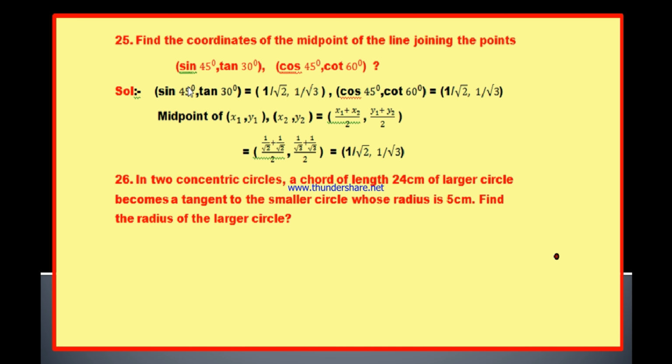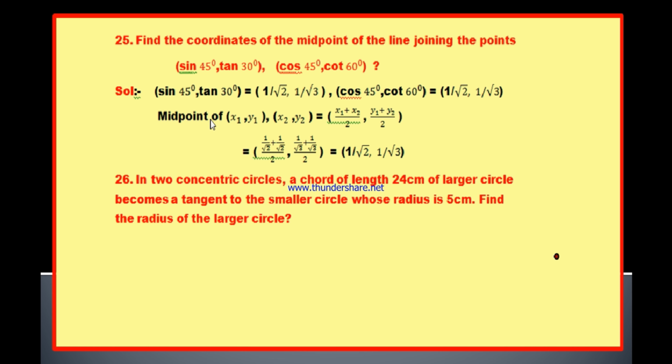Here, take the first point, sin 45 degrees and tan 30 degrees. The value of sin 45 degrees is 1 by root 2 and tan 30 degrees is 1 by root 3. Therefore, the first point is (1 by root 2, 1 by root 3). And second, cos 45 degrees and cos 60 degrees. Cos 45 is also 1 by root 2 and cos 60 is 1 by root 3. If you look at both the points, it seems they are the same points.